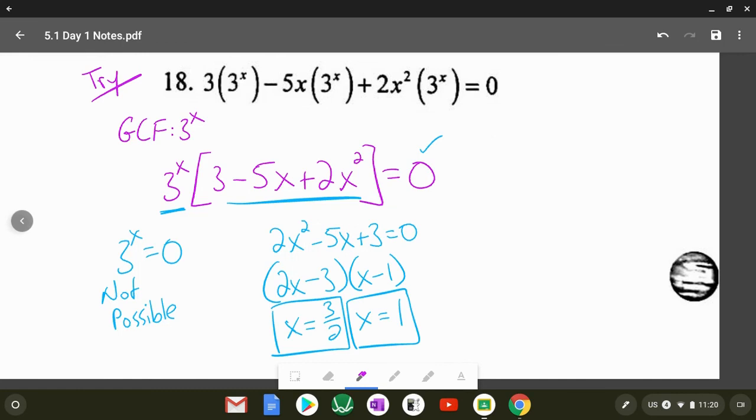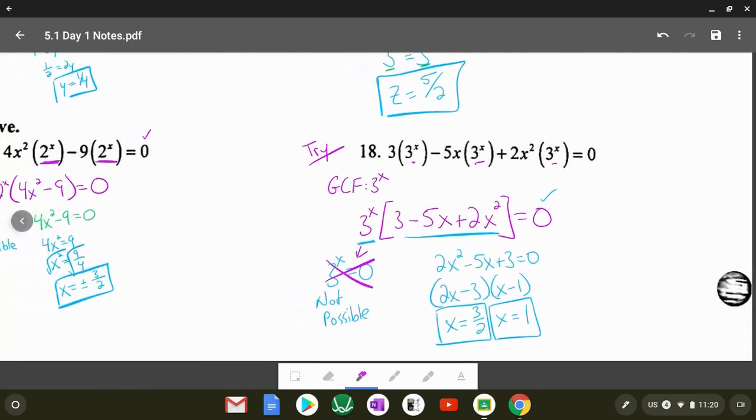So checking out number 18, it is very similar to the last one. There is a GCF of 3 to the x, which is what we factored out first. After we factored out, again, we already talked on the last one, there's no x value that can be plugged in to get 3 to the x equal to 0. So that does not have a solution on the left side. But then on the right side, we're left with a nice quadratic, because it does factor. And after you factor it and solve for each factor, you get x equals 3/2 and x equals 1.